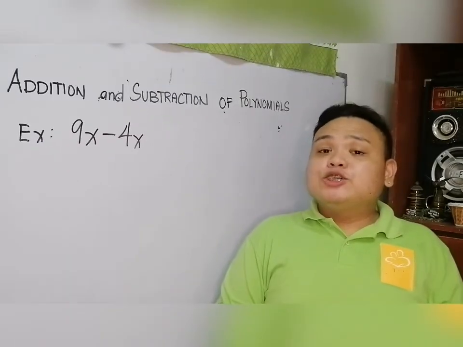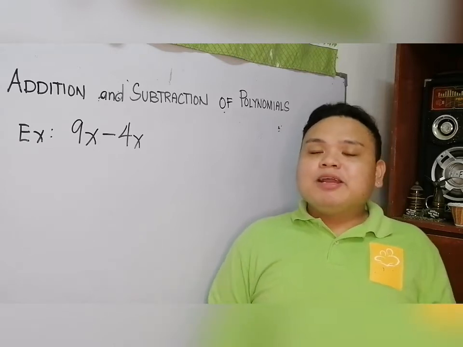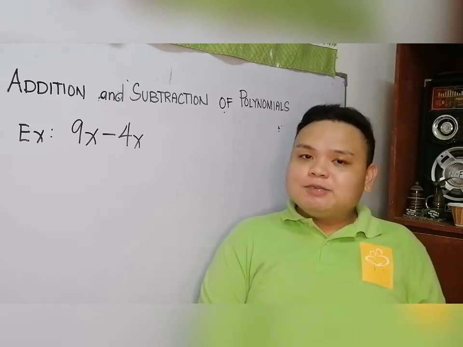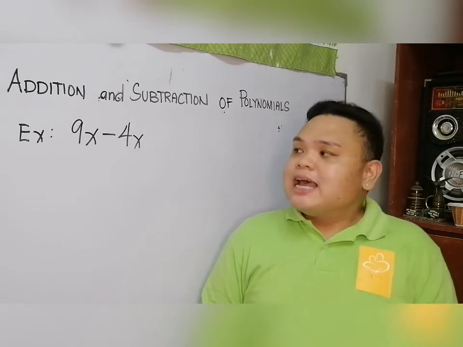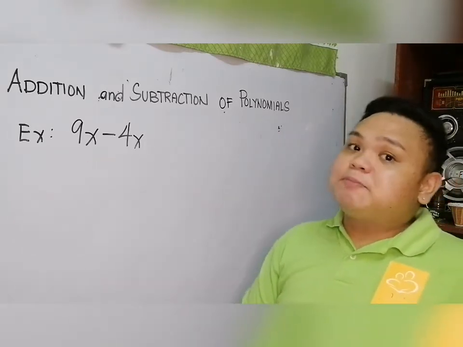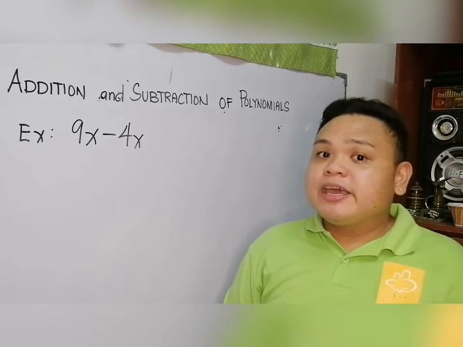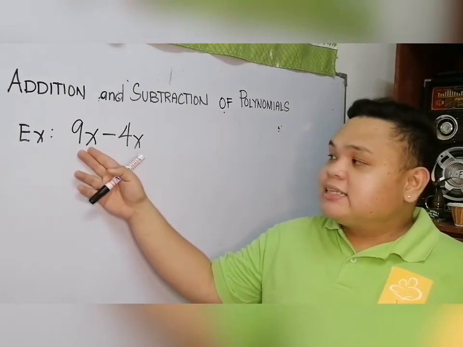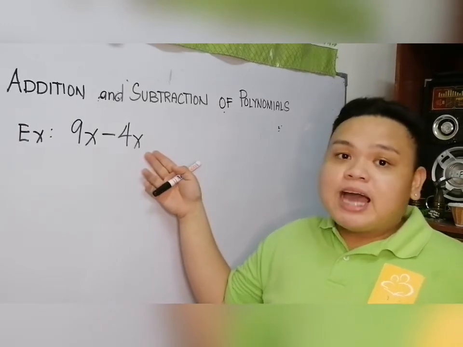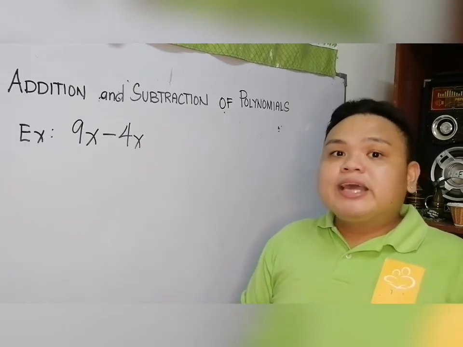Now let's have subtraction of polynomials. Just like what I've said earlier, in adding and subtracting polynomials, you can only add or subtract like terms. Now in this case, let's have 9x minus 4x. Let us check if they are like terms. The literal coefficient of our term here is x. Same thing with our second term. Therefore, we can simplify them.